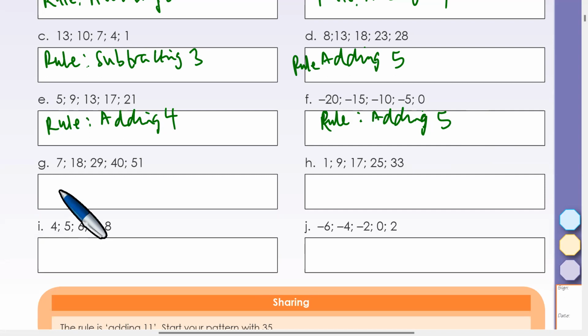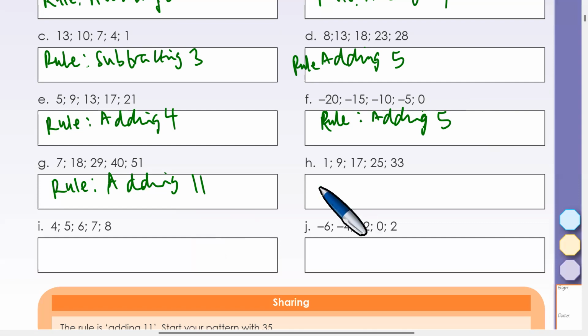In G, what is the rule? So we are adding 9. What are we adding again? So is it 9? In G? Yes, sir. Please think again. Wait, we are adding 11. Well done. Adding 11.